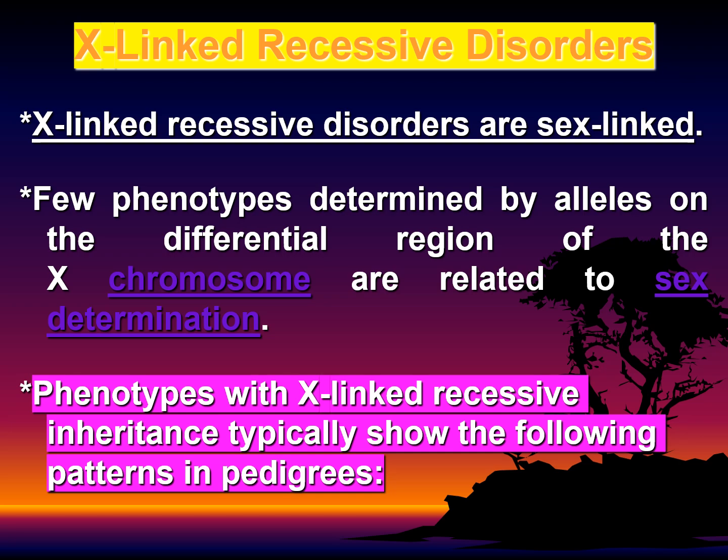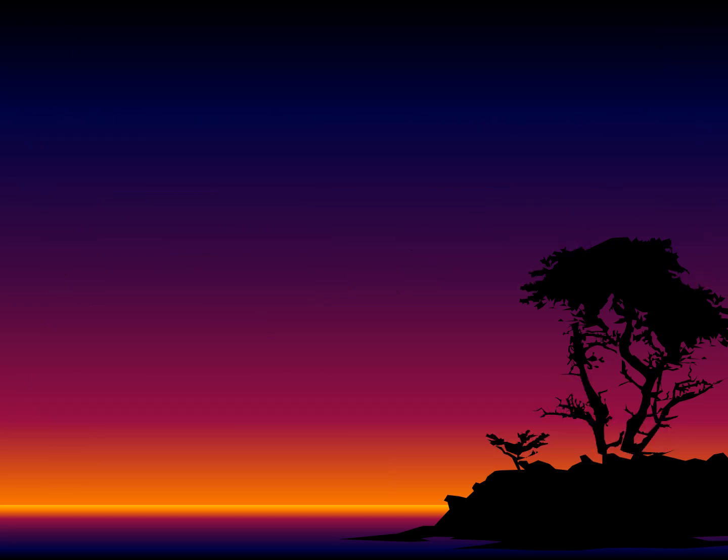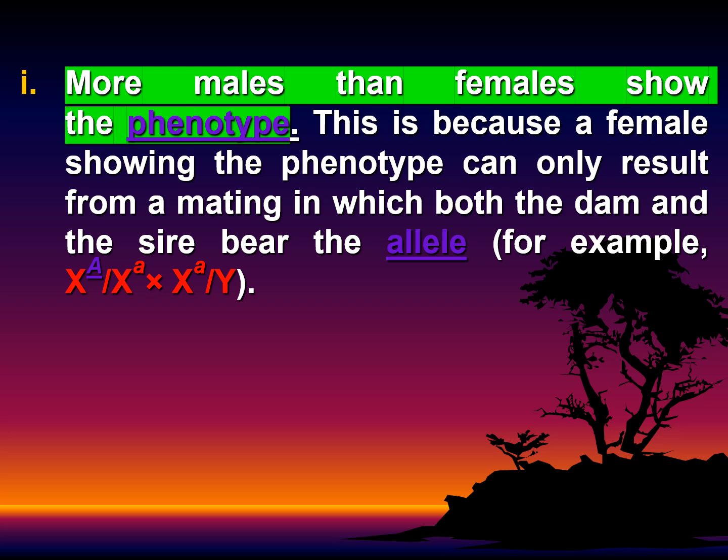How do we note them when they appear in pedigrees? 1. More males than females show the condition. And the reason for this is because a female showing the phenotype can only result from a mating in which both the dam and the sire bear the allele.